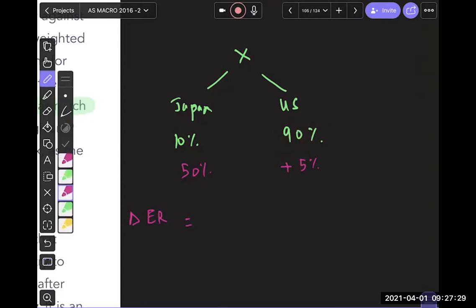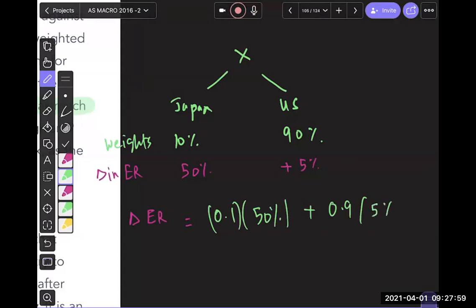the change in exchange rate, this is by the way exchange rate change for each country, and these are your weights. So you can see this, the country X relies heavily on trade with US. So I'm going to multiply weight, which is 0.1, times 50%, plus US, which is 0.9, times 5%.